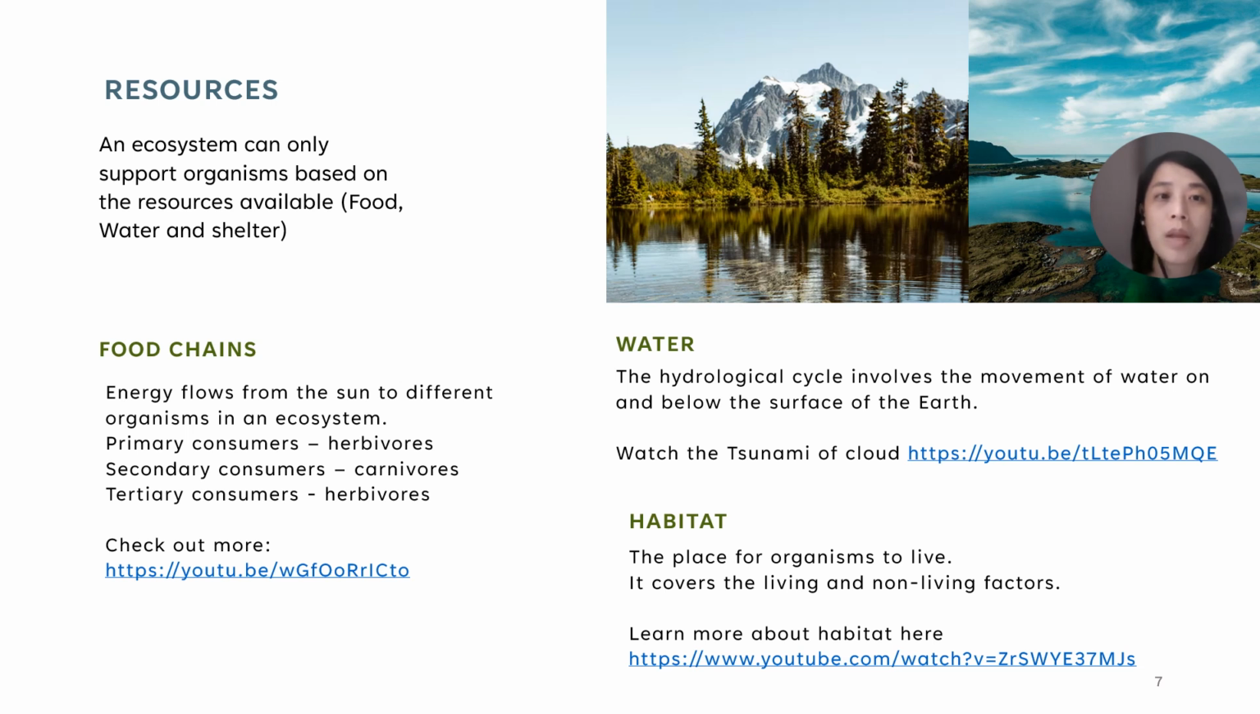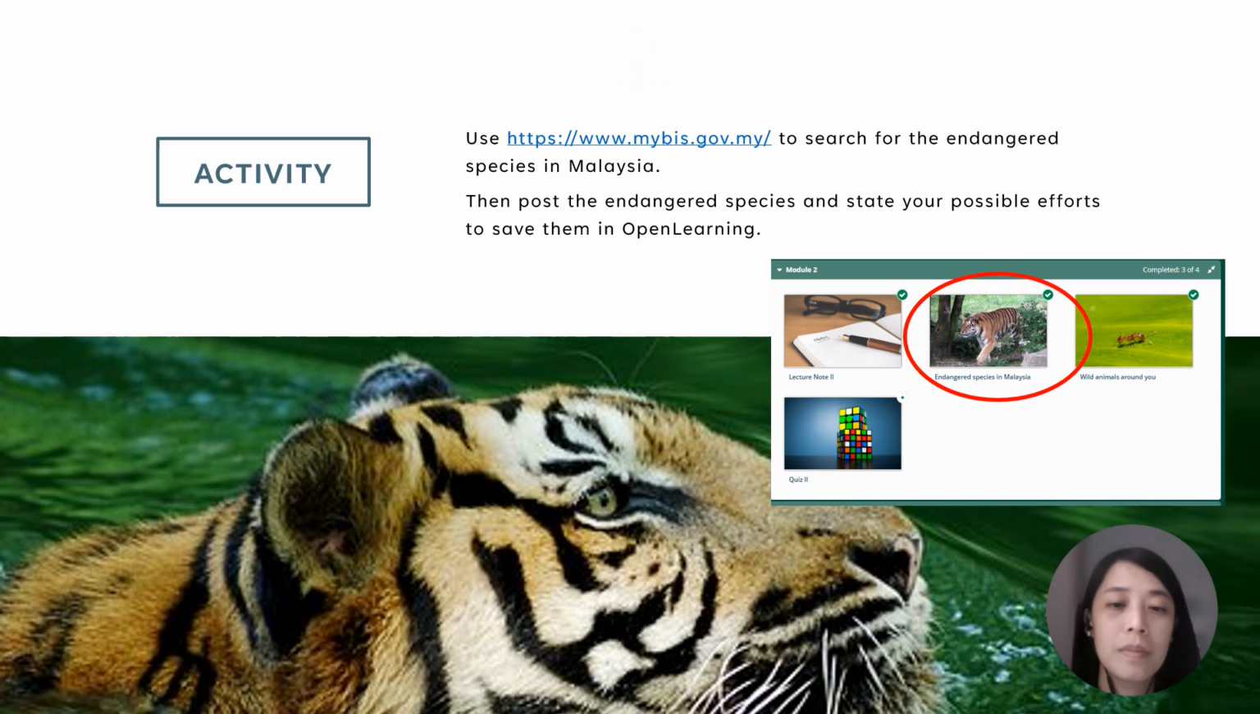Spend 50 minutes to watch the videos recommended on this slide. Spend 20 minutes on my BIS website and learn about the endangered species in Malaysia. Then go to Open Learning and post the endangered species. State your possible efforts to save them.